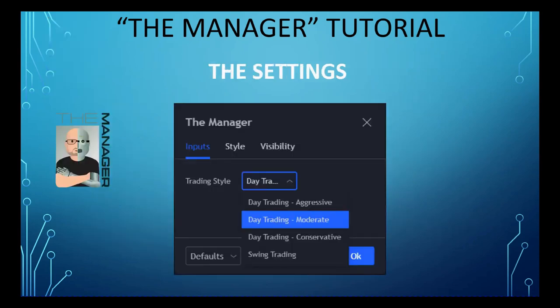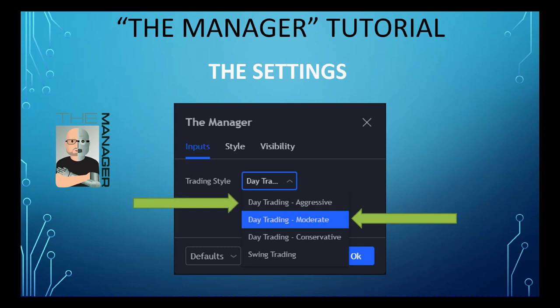So these are the settings that we have there. Now this is the TradingView version. It looks slightly different in each one, whether it's Motive Wave, thinkorswim, TradeStation, MT4, NinjaTrader, but the same settings are still there. So default settings are day trading moderate. That would be your default setting if you're day trading. We've got a lot of day traders using our software, so we put that as default.